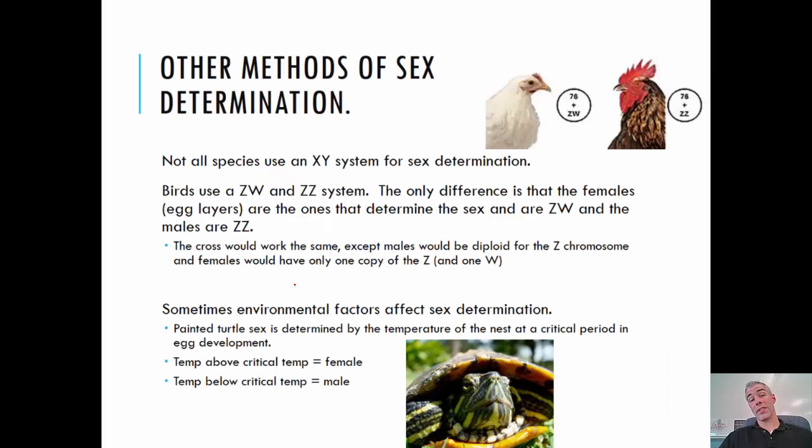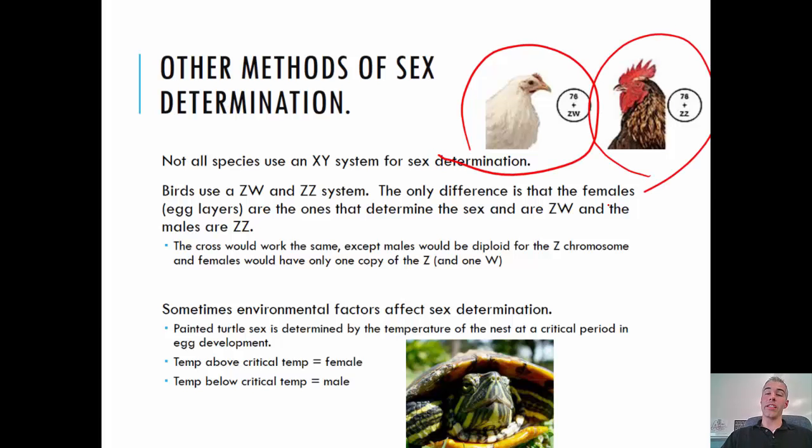So there are other methods of sex determination aside from just a normal XY chromosome system. For example, in birds, they use a ZW-ZZ system. Now, you do the inheritance in the crosses the exact same way. The only difference is it is the female that determines the sex of their children, not the males. So females, as you can see up here, are ZW, and males are ZZ. So it's the opposite of what you'd see in humans. But you'd still inherit it the same way.